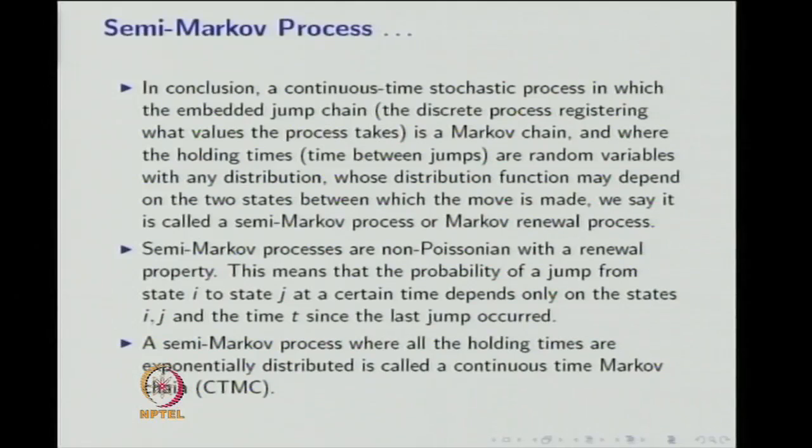If you assume holding times are exponentially distributed with the same parameter and each time transition is nothing but a renewal, then the special case of the semi-Markov process is the Poisson process. A semi-Markov process where all the holding times are exponentially distributed is called a continuous time Markov chain. So, if I restrict only the holding times to be exponentially distributed, and each transition need not be a renewal, then the semi-Markov process is a continuous time Markov chain.